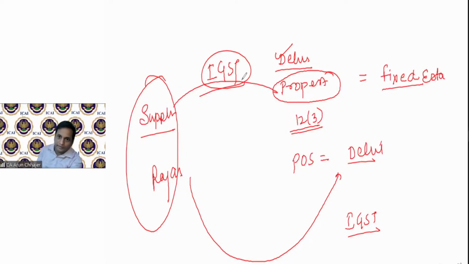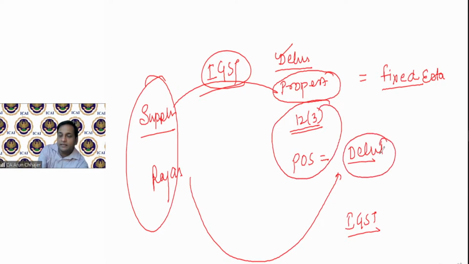In case of property, the place of supply as per 12.3 is Delhi, the location of the property, but it doesn't mean I have to take registration always in Delhi if it is an immovable property. There is a difference, a huge difference, between immovable property and fixed establishment. With only property, I can raise an IGST invoice; there is no requirement to take registration in every location of the property. I hope it is clear.